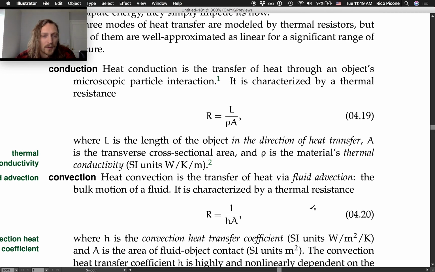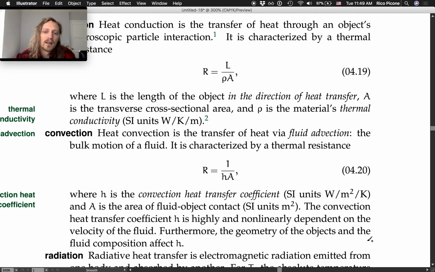That one I think you guys were expecting. Convection also is pretty well approximated by a linear resistance. Heat convection is the transfer of heat via fluid advection, which is the bulk motion of a fluid. It is characterized by a thermal resistance R equals 1 over hA, where h is the convection heat transfer coefficient, and A is the area of fluid-object contact. The convection heat transfer coefficient h is highly dependent on the velocity of the fluid. Furthermore, the geometry of the objects and the fluid composition affect h.